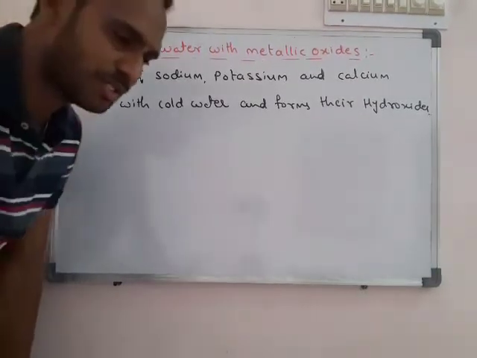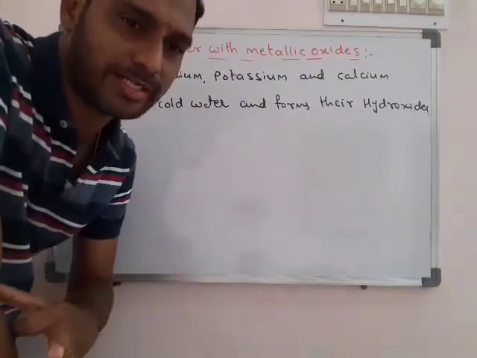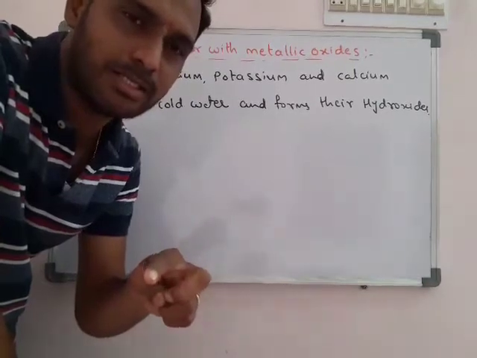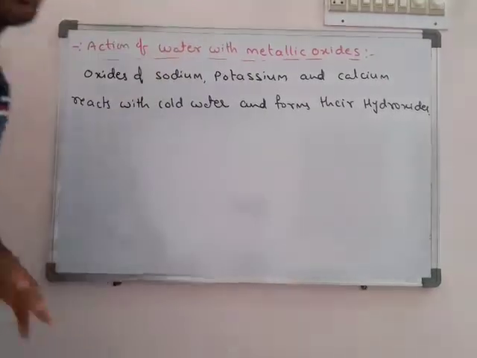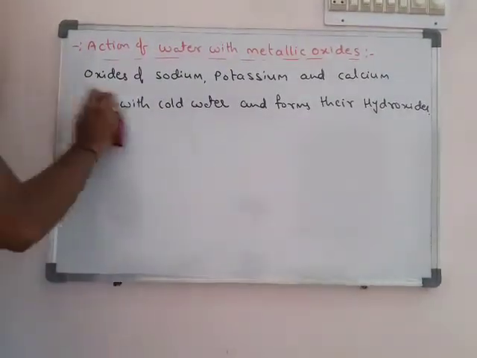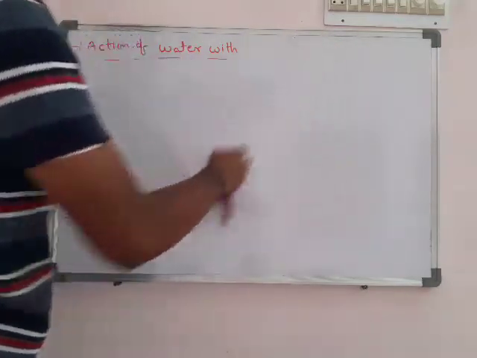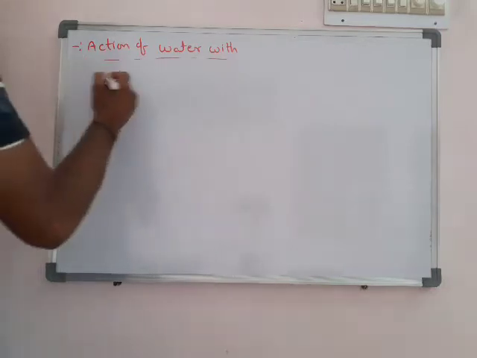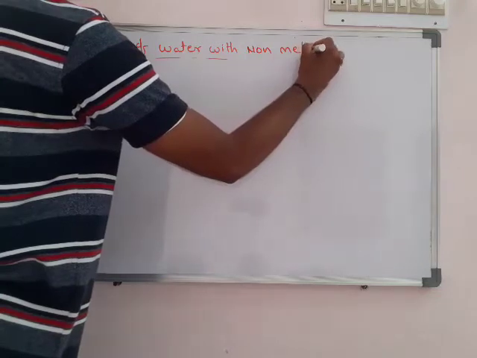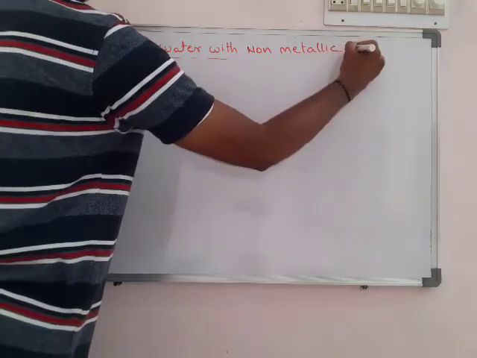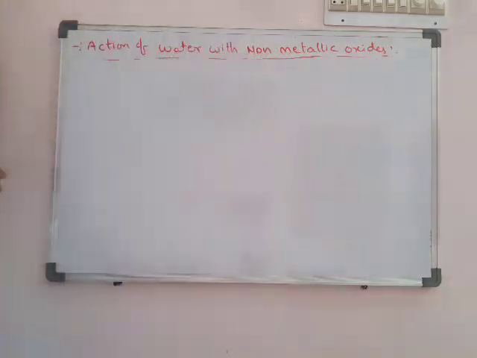Now we see the reaction of water with non-metallic oxides. Earlier we saw metals, non-metals, next metal oxides. Now we see the non-metallic oxides. So next, write the action of water with the non-metallic oxides.